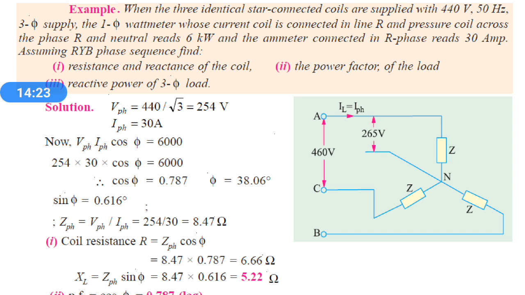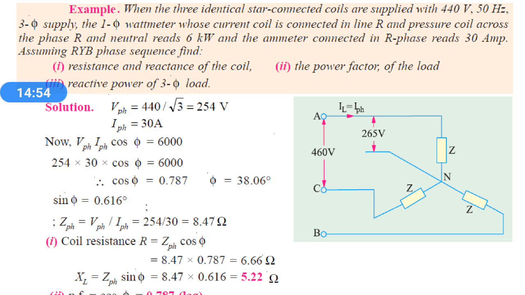phase and the neutral. So R phase and neutral means a single phase supply. So the wattmeter is connected across a single phase, that is R phase. So it reads only phase values. Phase values means it gives only phase power. So the reading of 6 kW means 6000 watts only for per phase value.